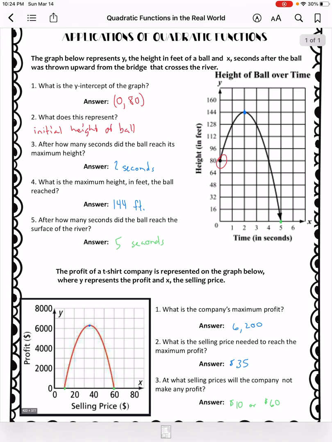So again, when we're looking at real world situations, we're looking for all those same key features, whether it's a vertex, a minimum, a maximum, looking for roots, looking for y-intercepts, but looking at how those interact or how those play out in a real life situation.